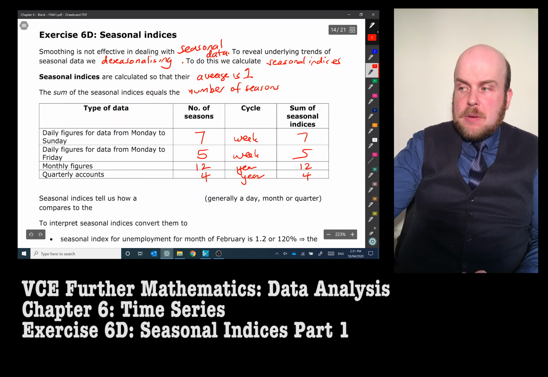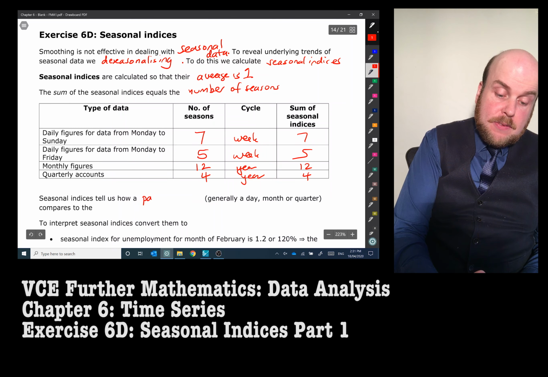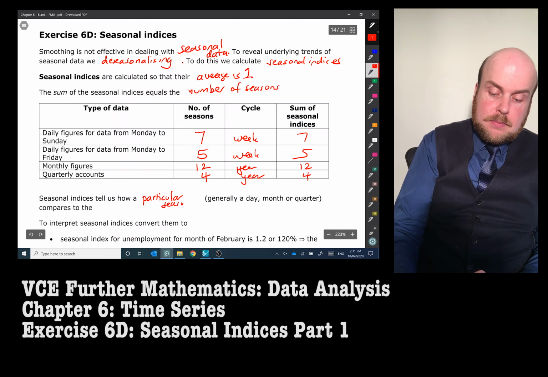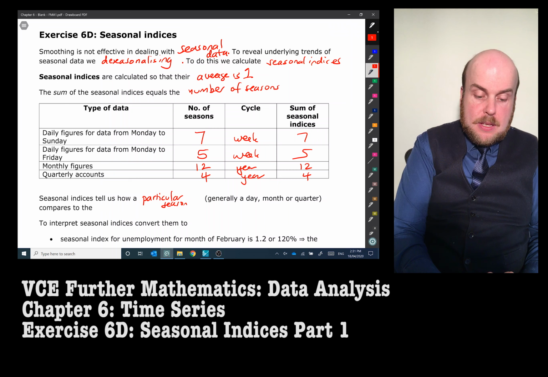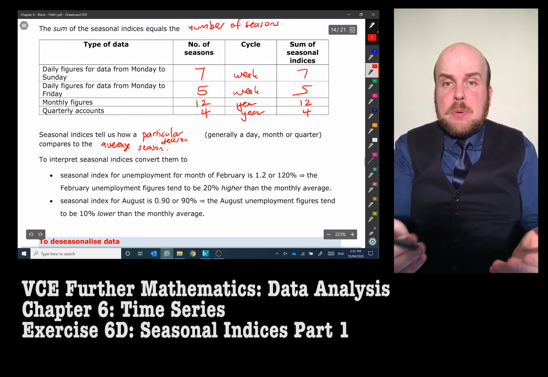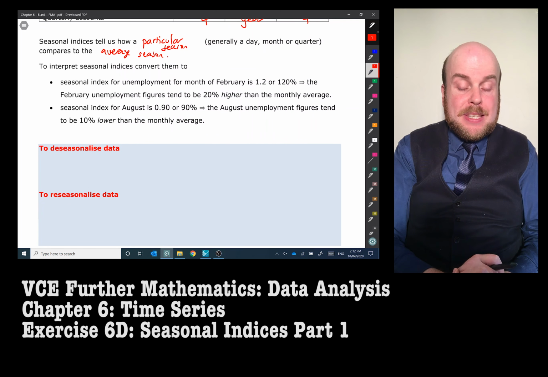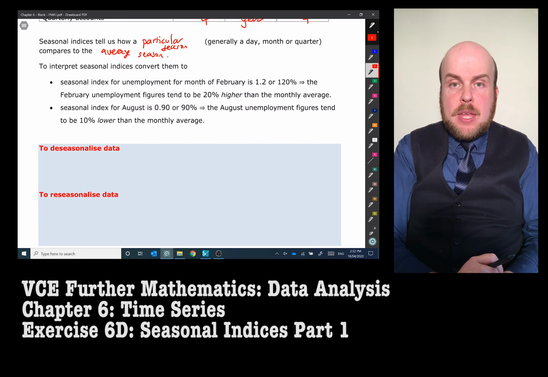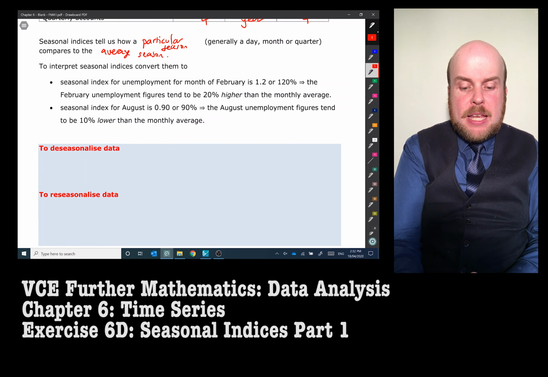So what a seasonal index will tell us is how a particular season compares to the average season. As an example, I was telling you about seasonal indices and I wanted you to interpret them. The easiest way to do that is to turn them into some sort of percentage.